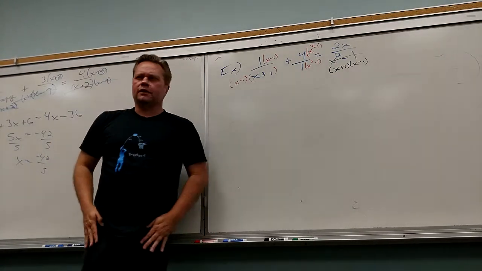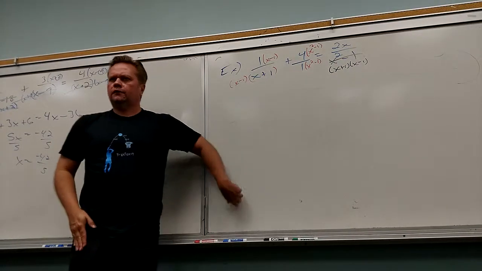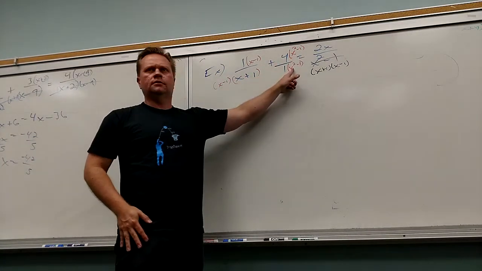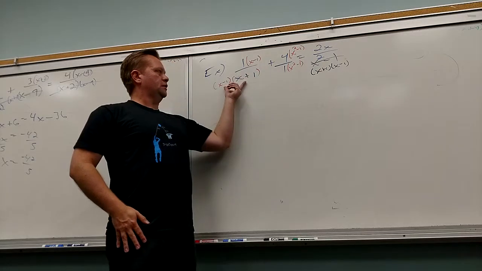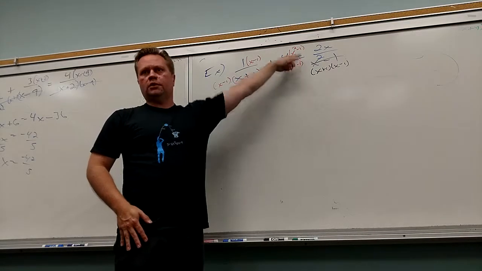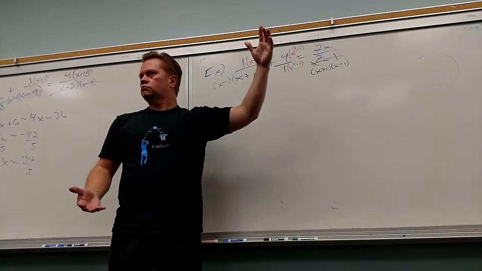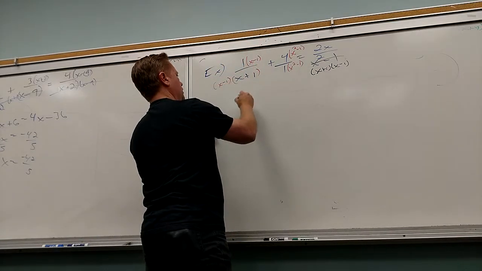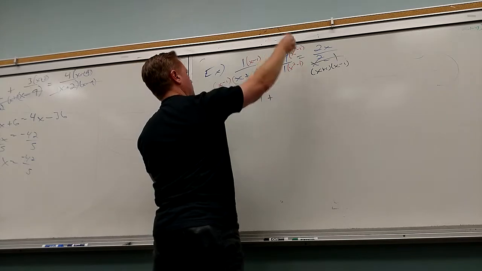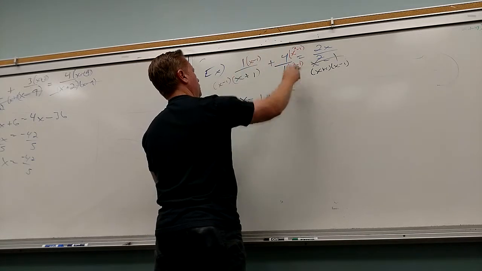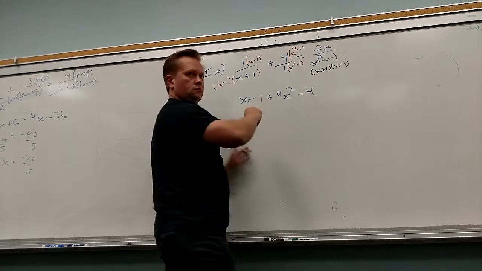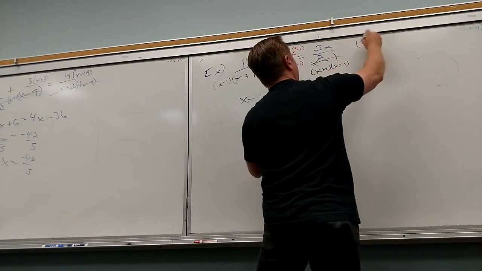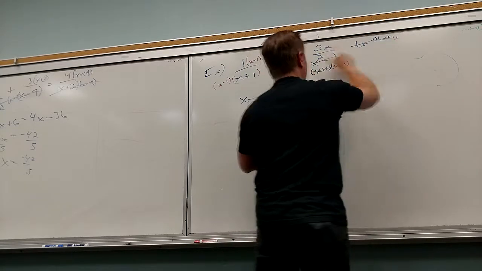All right, let me stop there for a second. Is everybody cool with that? Is anybody worried about why I did this? He needs both of these, and both of these make this. So he needs that. So let's see, what do we get? x minus 1 plus 4x squared minus 4 equals 2x. And again, why? Because I multiply both sides by that.